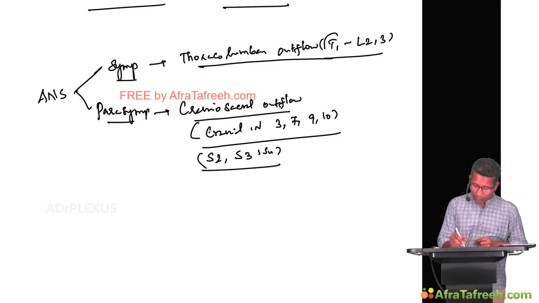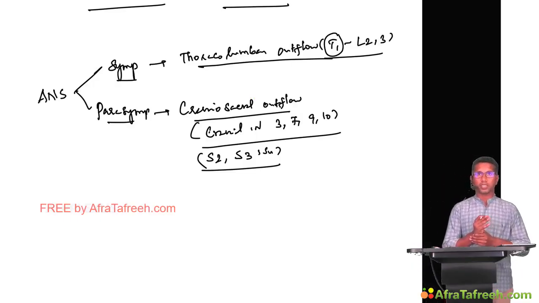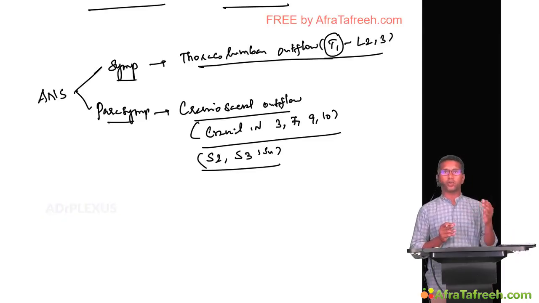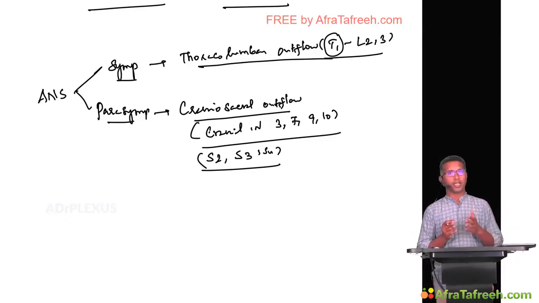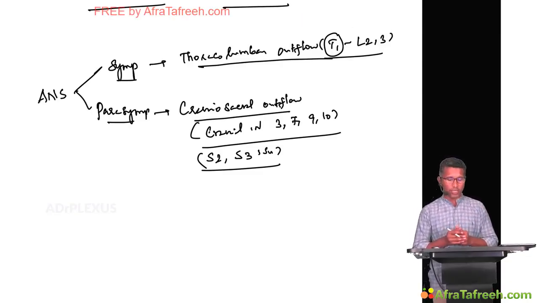And the T1 which is seen here is a part of the brachial plexus. What part of the brachial plexus? It is a part of the lower trunk of the brachial plexus. In Klumpke's palsy, the lower trunk of the brachial plexus is injured, and yes, the sympathetic outflow is also getting injured in Klumpke's palsy.